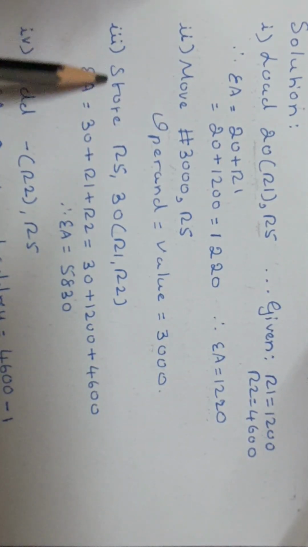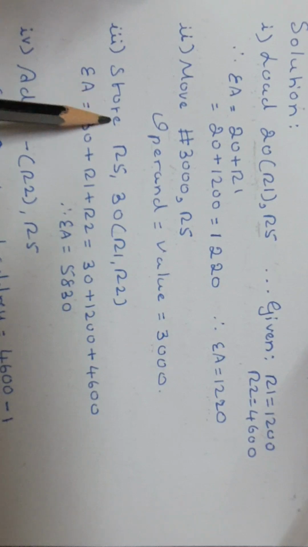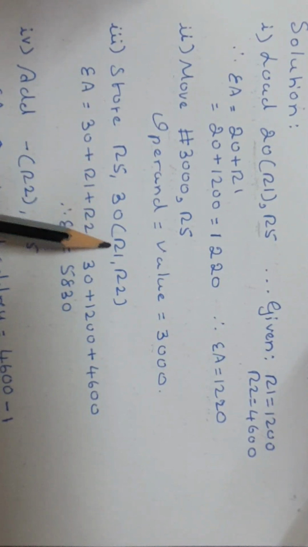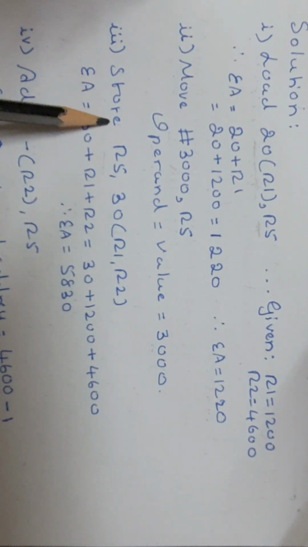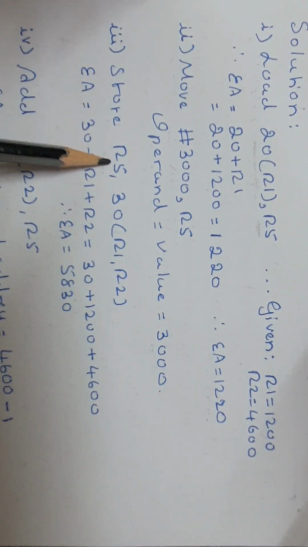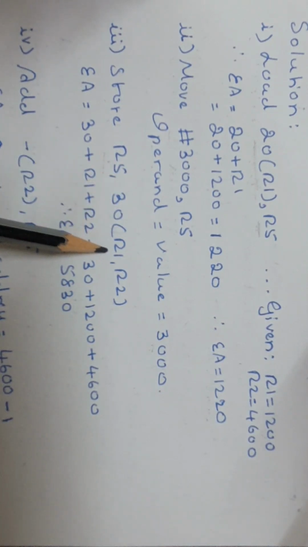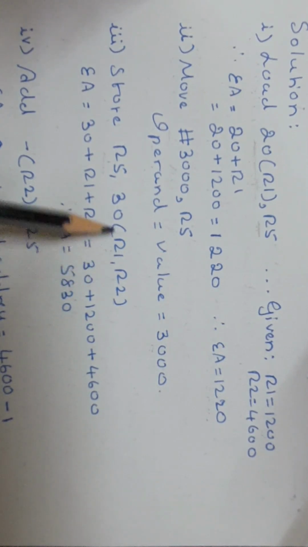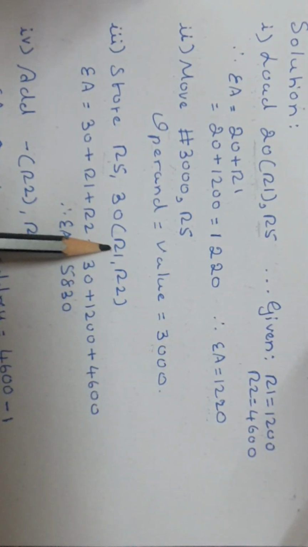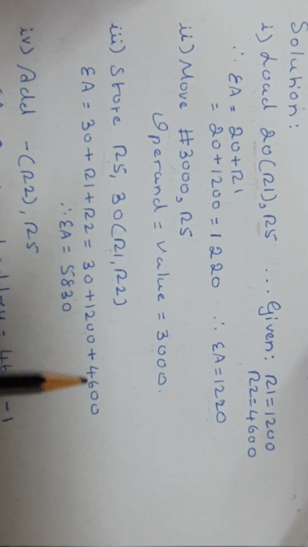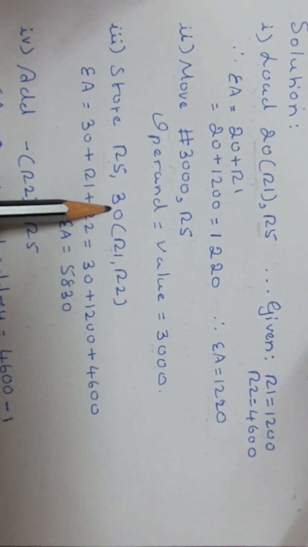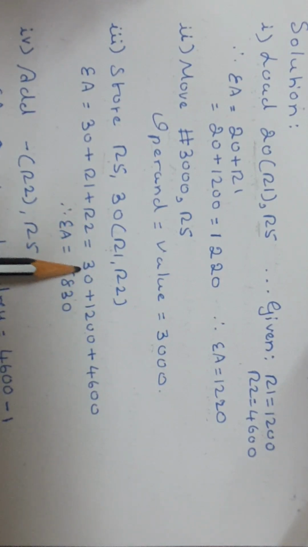So after second instruction, the third instruction executed is store R5, 30 in bracket R1, R2. So this is source, this is destination. Store means from processor register it is copied to memory. So then which memory here? R1 plus R2 plus 30. So R1 given is 1200. So 1200 plus 4600 because R2 given is 4600. Both are added. After adding, this must be added. So that will be effective address.